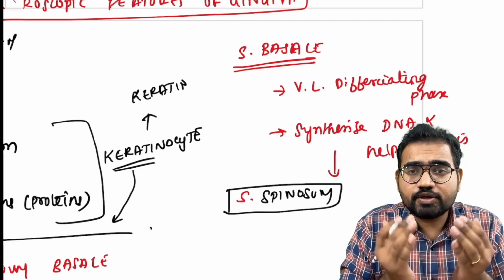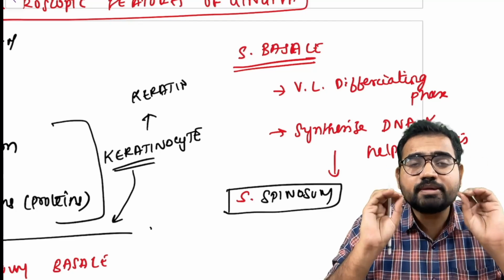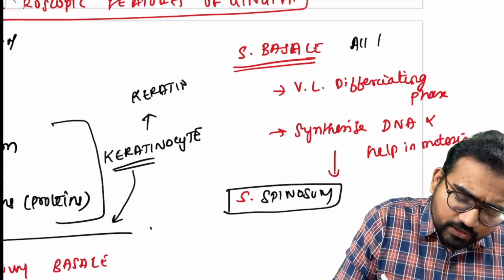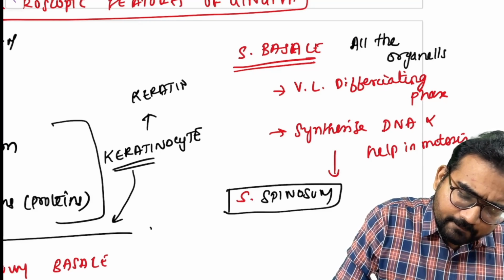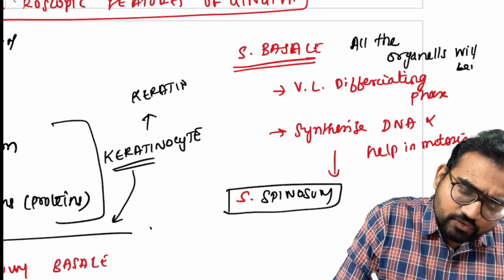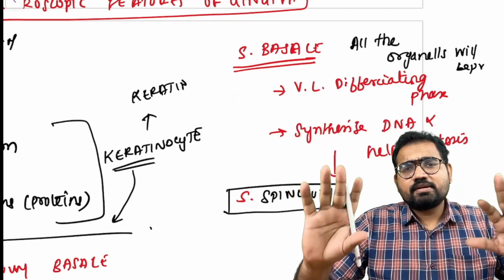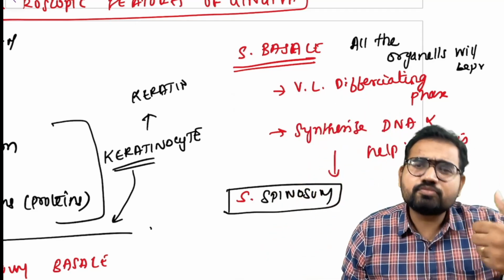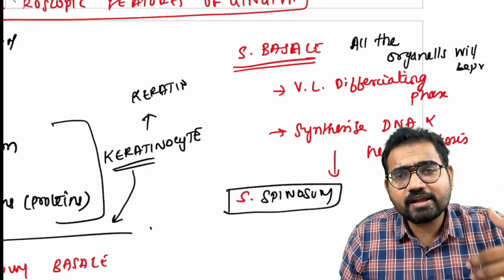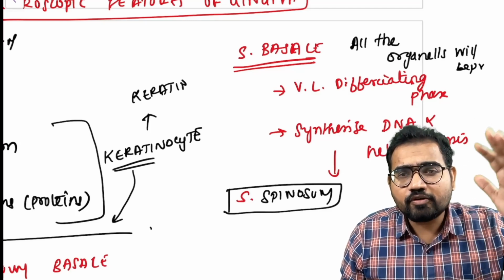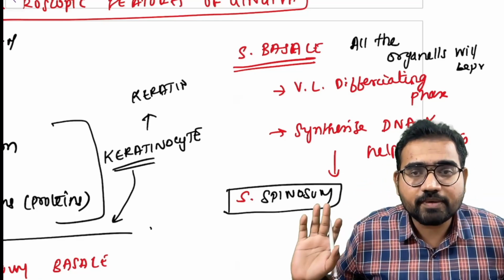So in the stratum basale, the cell will be extremely normal with a normal shape. The size of the nucleus will be normal, and all the components or organelles of the cell will be present. So it just synthesizes DNA and helps in mitosis. It is telling that, okay, I will just help you to move forward, I will not divide, you divide by yourself, and I give you some food to divide. That is mitosis and DNA.